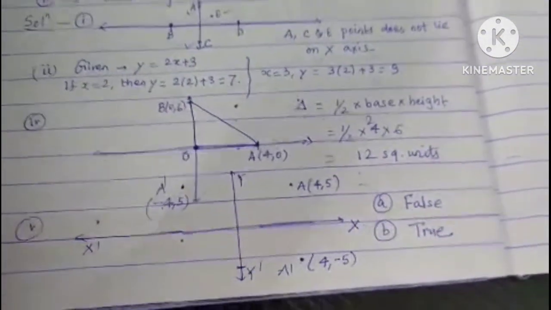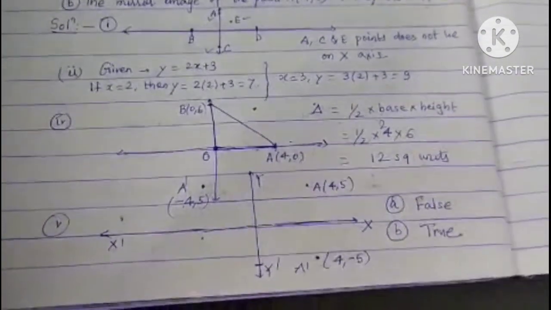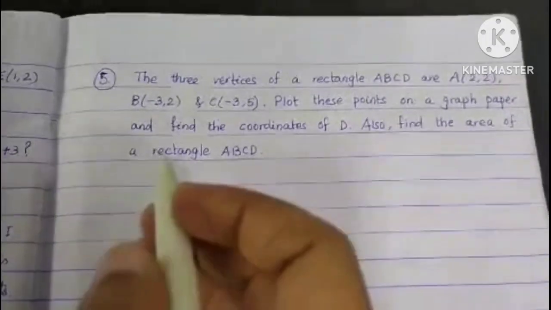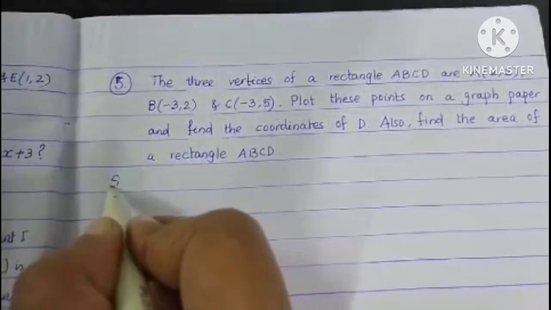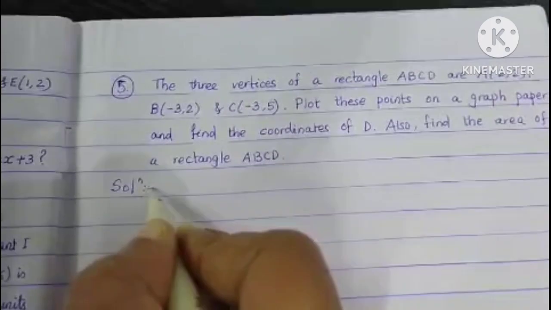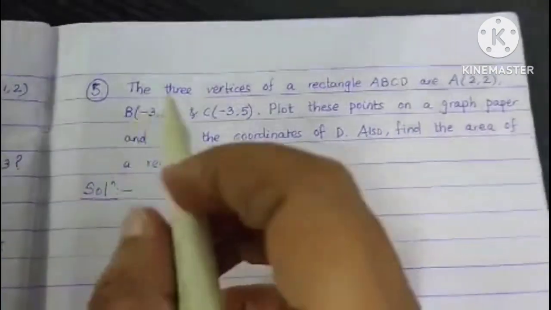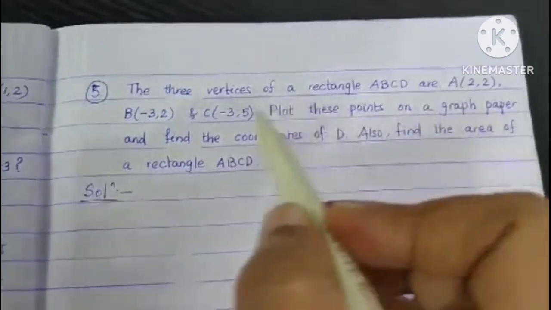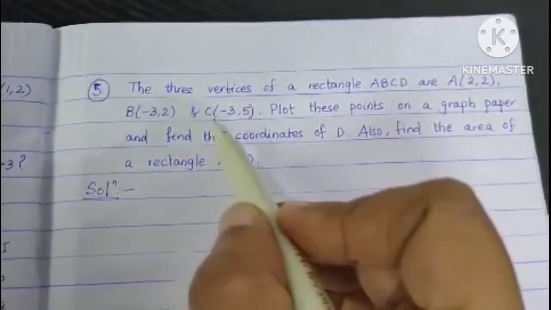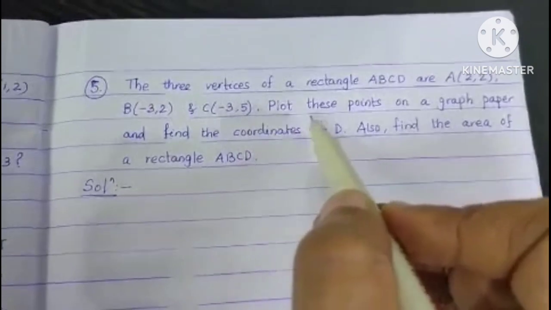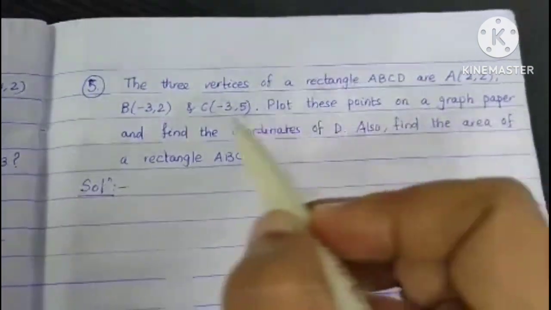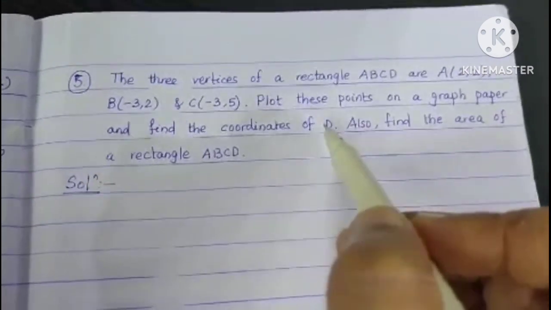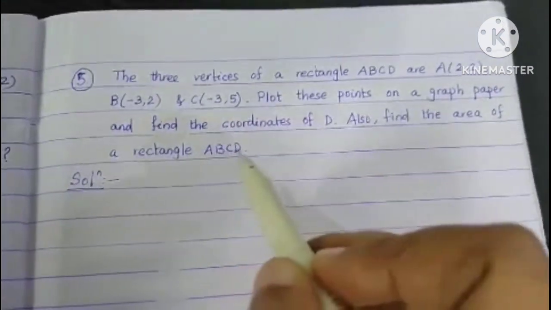So statement B is true. Okay, now let us move on to some subjective type questions. Now let us solve this question number 5. It's a subjective type question. The three vertices of a rectangle ABCD are A (2, 2), B (-3, 2), and C (-3, 5). Plot these points on a graph paper and find the coordinates of D, the fourth vertex. Also find the area of the rectangle ABCD.